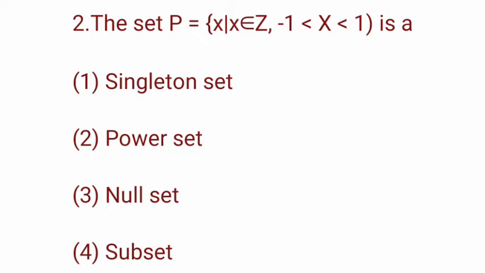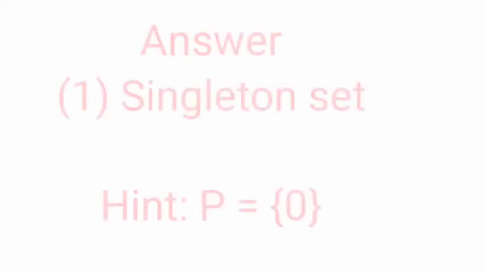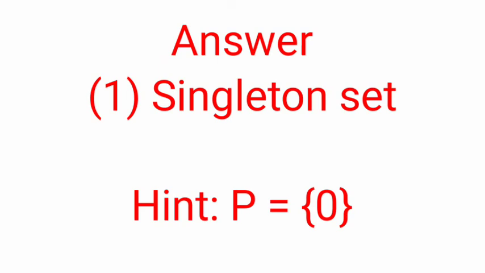We have how many elements? Yes, that is only one element. Therefore what is the answer? Yes, option 1, singleton set, because we have the set P equal to set of 0. It is only one element. Singleton set means only one element. It's called singleton set. Can you understand?